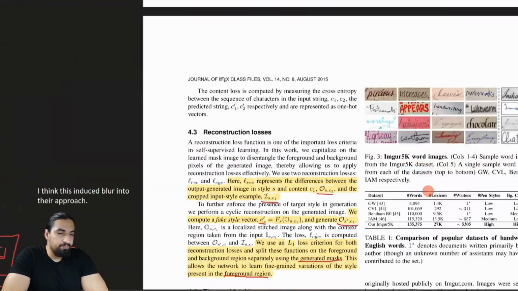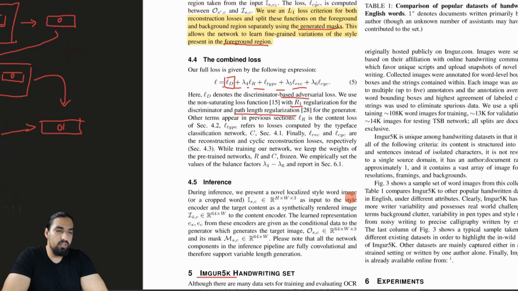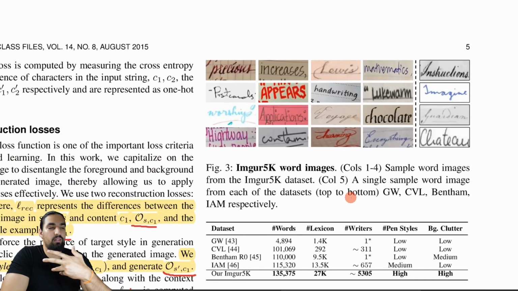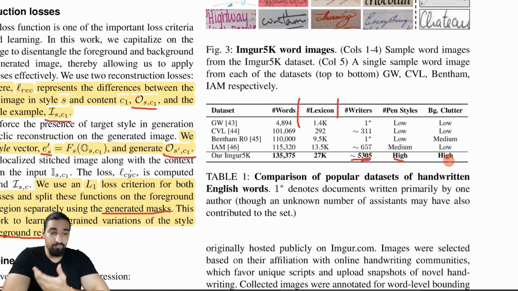Okay, now other than the model, they also introduced this Imgur5K handwriting set, and the whole point is it's got more variance, much more diversity in the handwriting. The style variance is much bigger than looking at all of the other previous datasets, and they show certain metrics here like words, number of writers. You can see that there are many more writers here. The styles are whatever high means. Basically, there are more styles, and there is background. It's more in the wild compared to the other datasets.